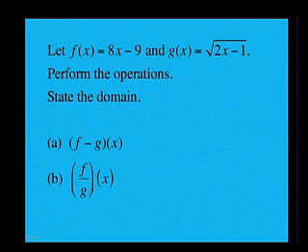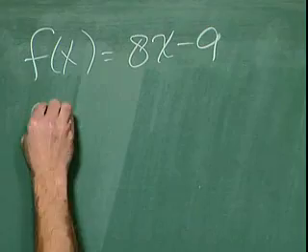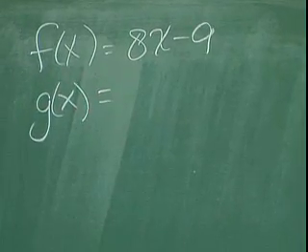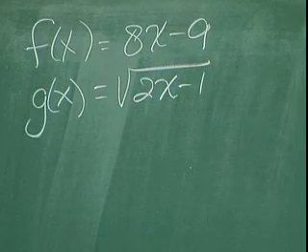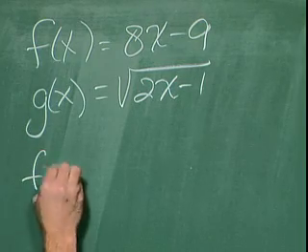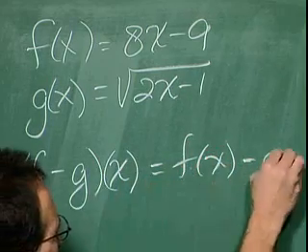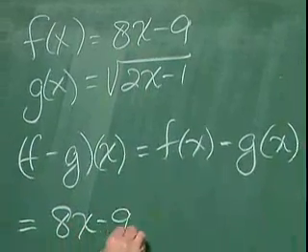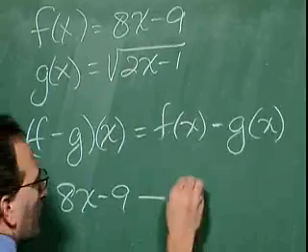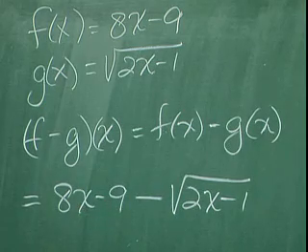So here we go, f of x, and that's going to be equal to 8x minus 9. G of x is going to be equal to the square root of the quantity 2x minus 1. And the first thing we want to find is f minus g of x. And remember, that's f of x minus g of x. So in this case, we take f of x, 8x minus 9, and we subtract g of x, which is the square root of quantity 2x minus 1. And that's our answer for f minus g of x.